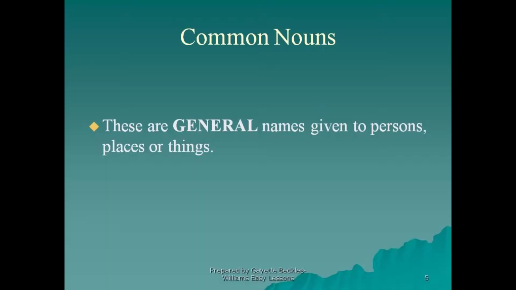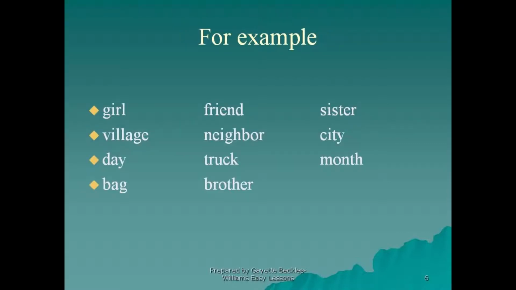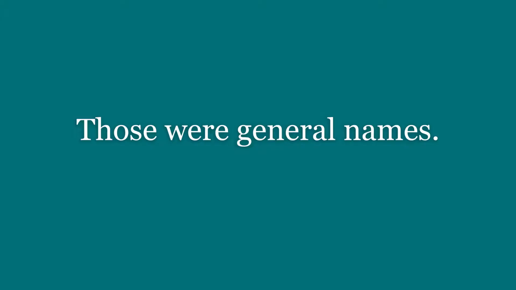Okay, now we move on to common nouns. These are general names given to persons, places, or things. Some examples of common nouns are girl, friend, sister, village, neighbor, city, day, truck, month, bag, brother. As you've noticed, these are all just general names.